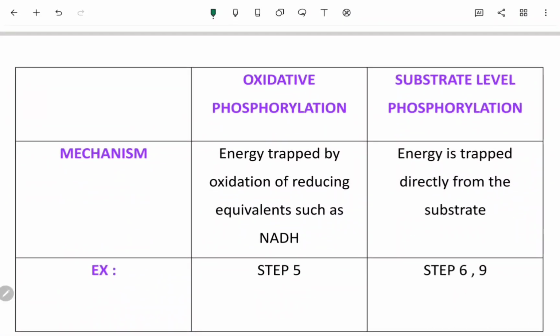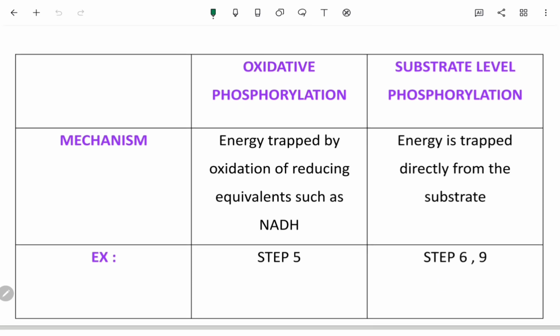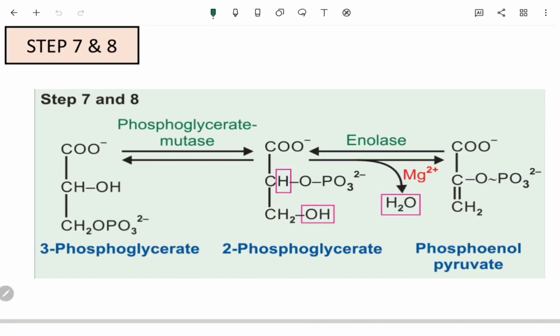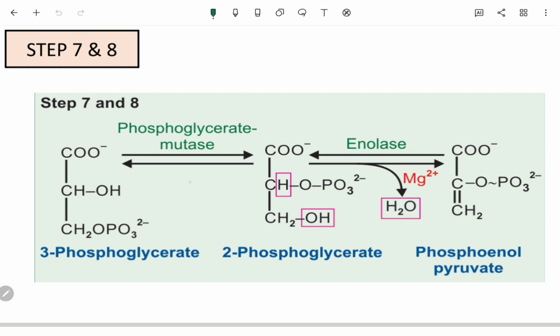Now this I have already explained. I just want to tell that for substrate level phosphorylation, step number 9 is also an example that we will be discussing in the coming slides. Step number 7 and 8. So here, step number 7 is just the isomerism.